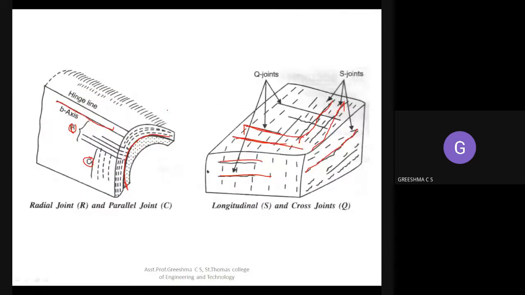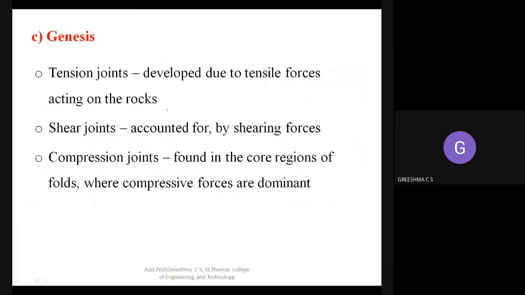The next classification is based on the genesis. Here we have three types of joints: tension joints, shear joints, and compression joints. From the name itself we can understand these three types. Tension joints are joints developed due to tensile forces. Tensile force means elongation force. Because of the tensile force acting on the rocks, you get tension joints.